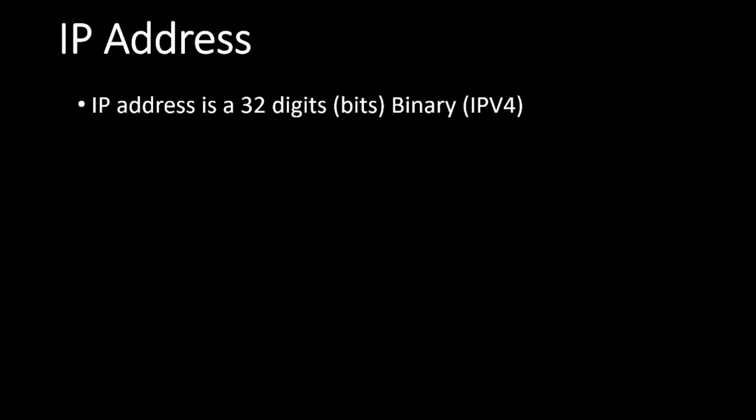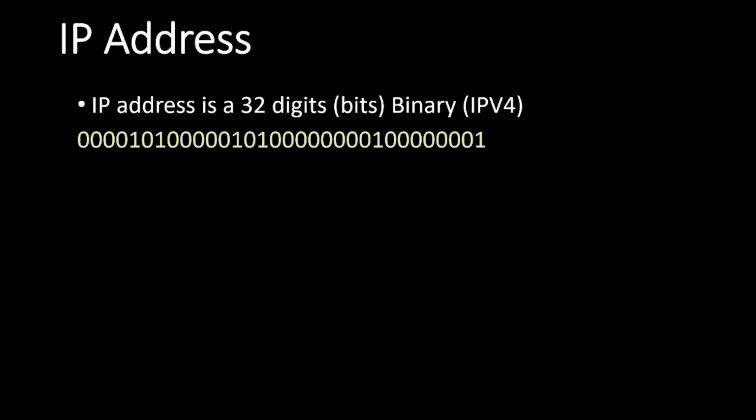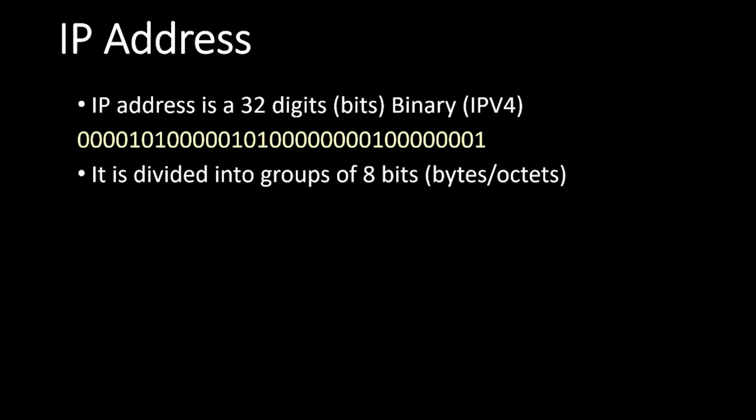In the last video we talked about IP address, and we said that an IP address is 32 bits, and it is in binary format. This IP address is IP version 4, which is the common IP address used currently. So this is a 32-bit binary. And we said in the last video that these 32 bits are divided into groups of 8 bits each, which we call bytes or octets.